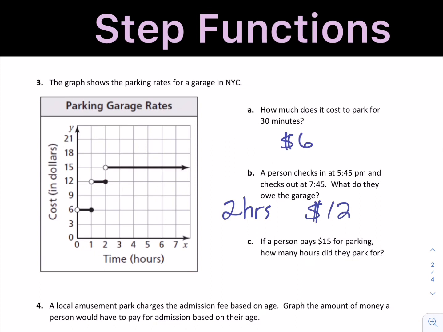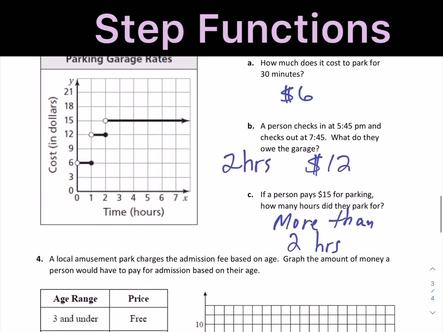Now, if a person pays $15 for parking, how many hours did they park for? Well, we don't know the answer to that. So we're going to say for more than 2 hours. That's all we know. It has to be more than 2 hours. And that is a quick example of a real-world piecewise step function here. All right, moving on to our last question.